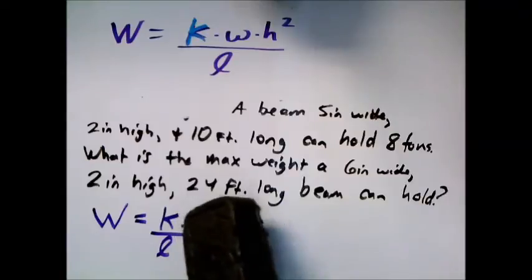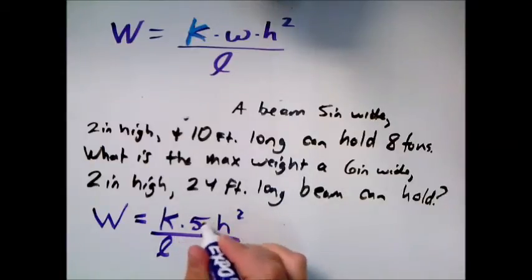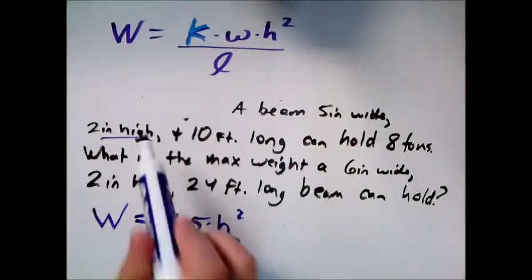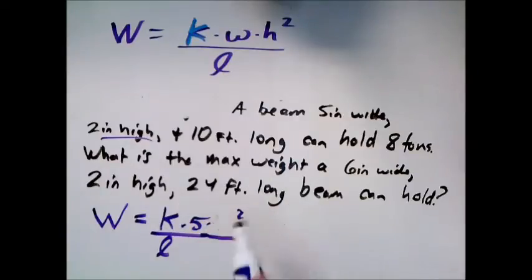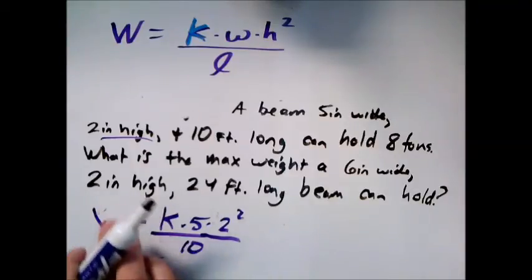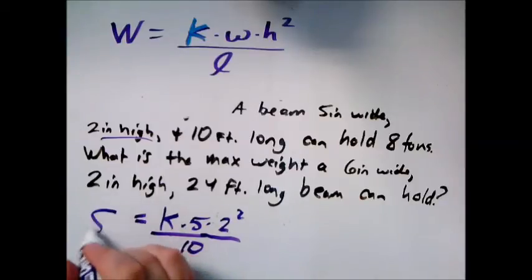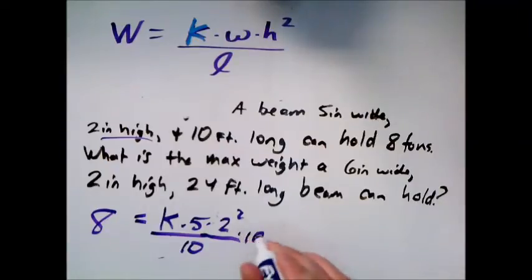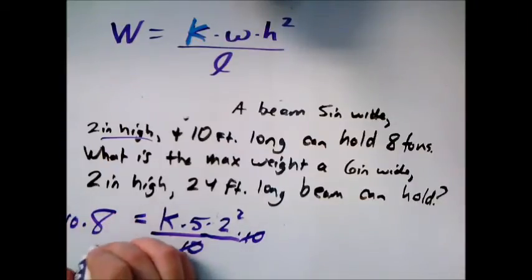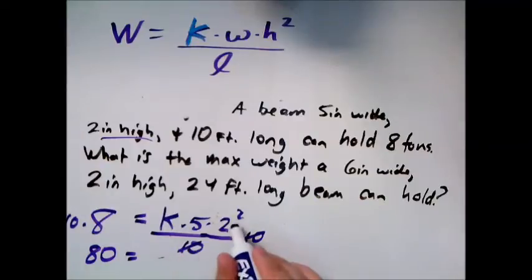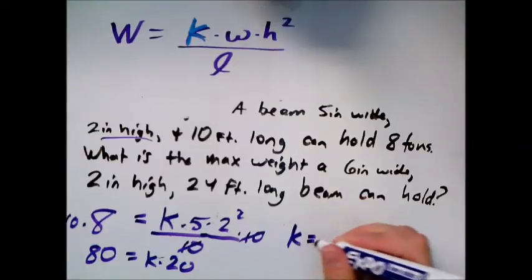All right, so we're gonna fill in. So we know the width is 5, and it's 2 inches high. And notice that was H, so it's 2 squared, and 10 feet long. And that could hold a maximum weight of 8 tons. And so now I can use this to figure out what K is. So to get rid of the denominator of 10, I'll multiply both sides by 10. So I get 80 equals 5 times 2 squared, which is 4, so that's 20. 5 times 4. And divide both sides, so it looks like K is 4.